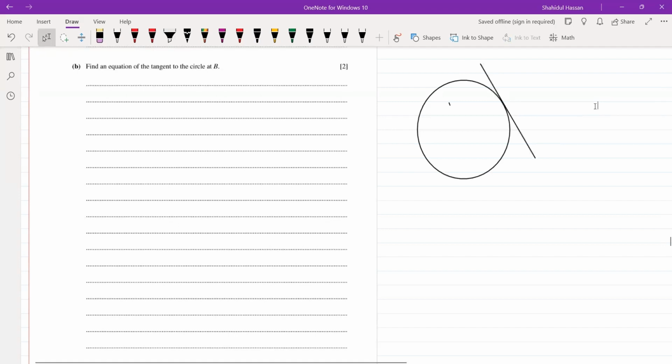Okay, so we have the tangent line. This point is B. Now the question is we have to find the equation of this tangent line. Let's call this line L1.